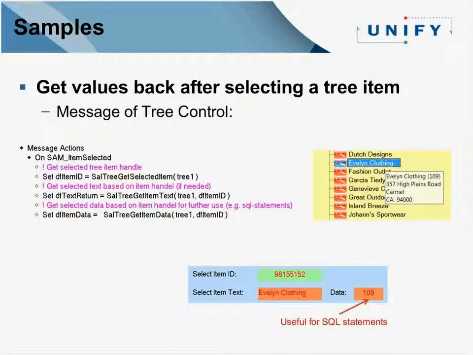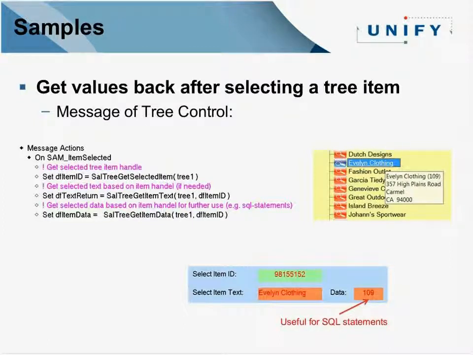Get back values after selecting a tree item. First of all, I click on a special tree item, and the message "some item selected" is fired. Based on this message, I get back the item ID for the cell get item selected item of the tree. Based on this item ID, I can get back the text with cell tree get item text, or I can get back the number. That means the data, cell tree get item data of this item ID.